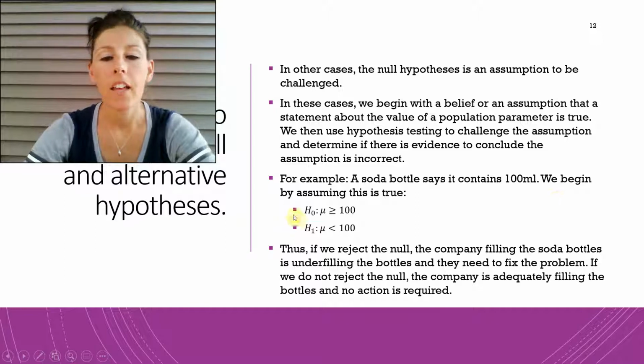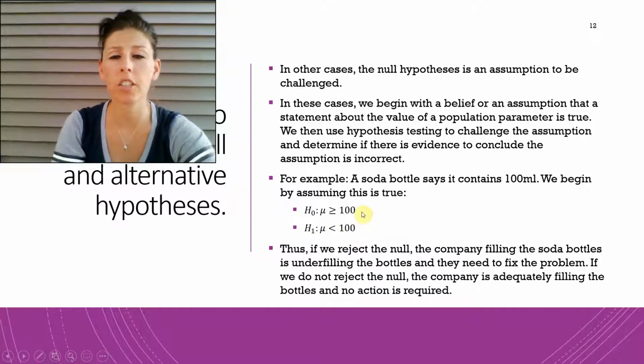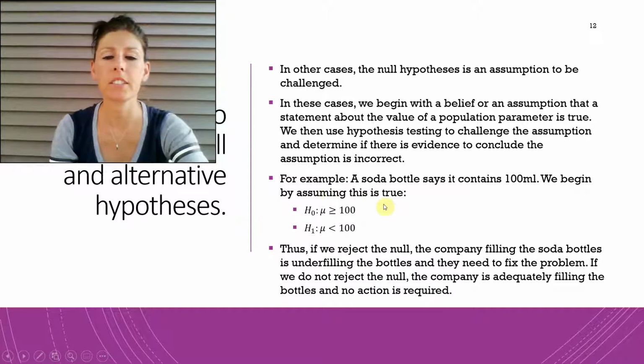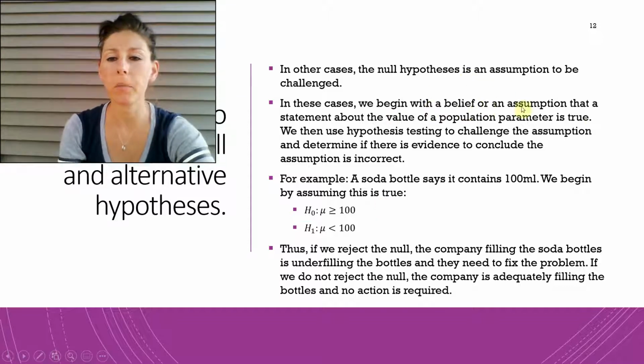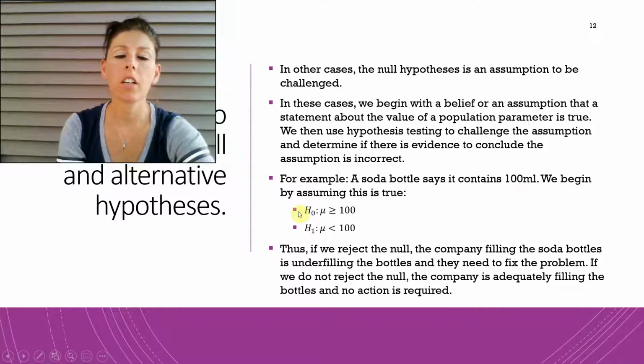So in this case, that is our null hypothesis, and we'd like to find support for this statement, because if we don't, this means we're underfilling bottles. So again, when we have these production processes, our null hypothesis is that we begin with the belief or assumption that the statement about the value of a population parameter is true. So if we're saying that the bottles contain 100 milliliters, we're assuming that that's true, and that is what our null hypothesis is. That the average is at least 100.